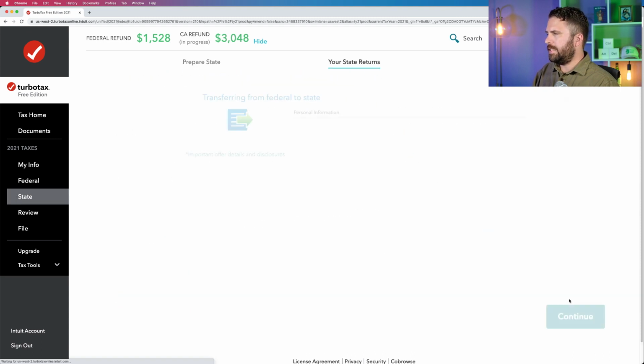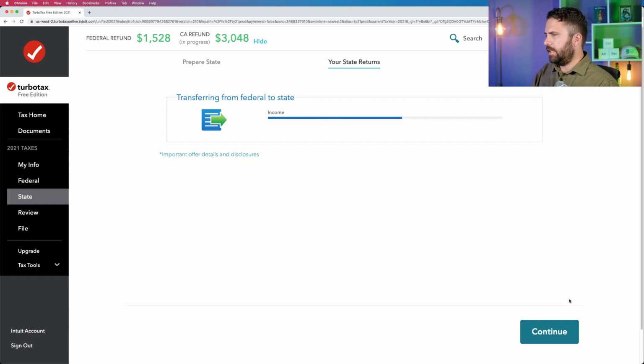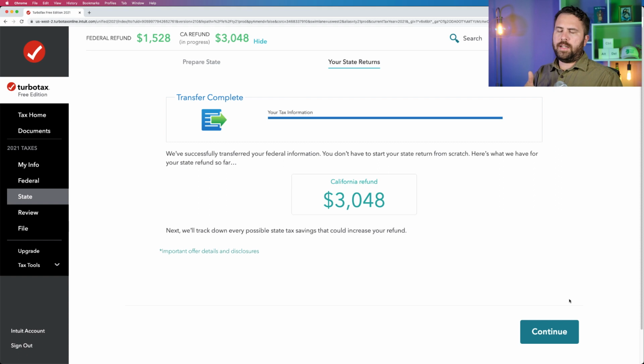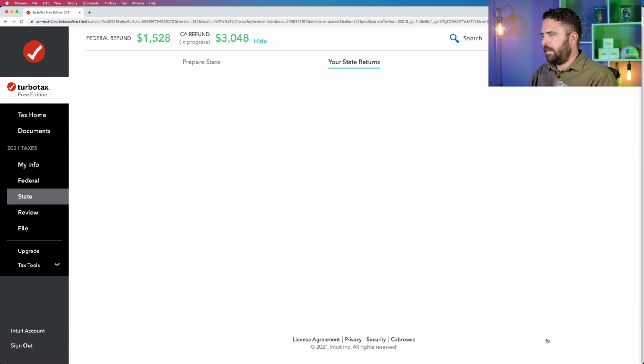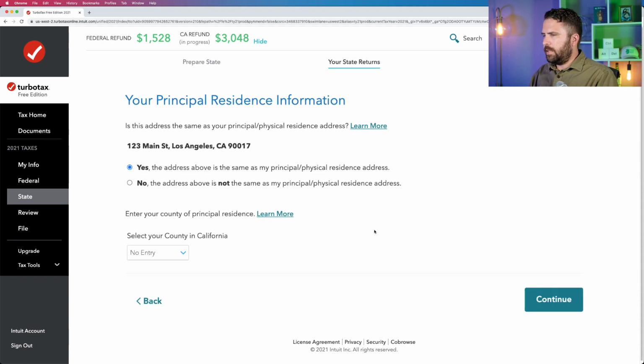Okay, let's do state. I'm going to zip through state because A, a lot of this is California specific, and I don't want to bore you if you don't live in California. And B, a lot of it is basically just transferring information from the federal return to the state return, which TurboTax does automatically. So I'm just going to zip through here.